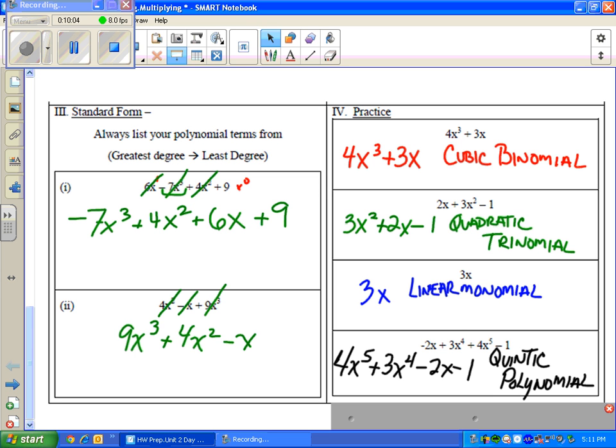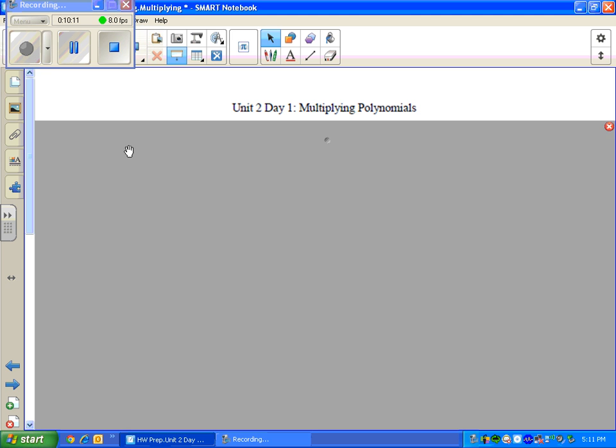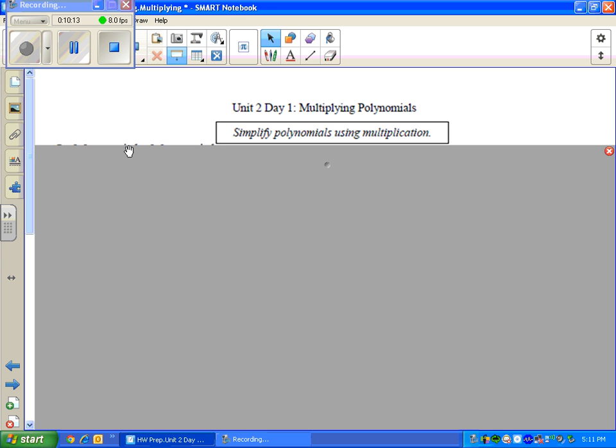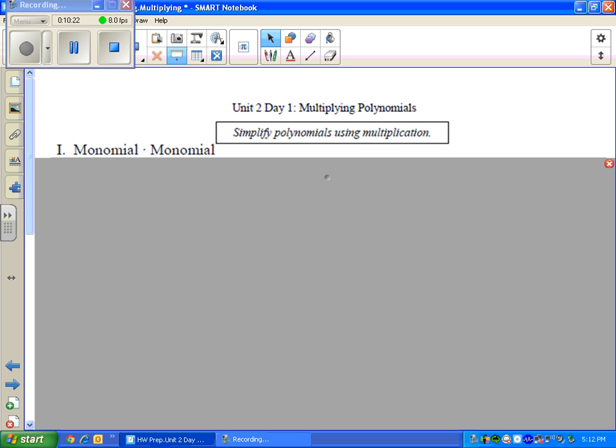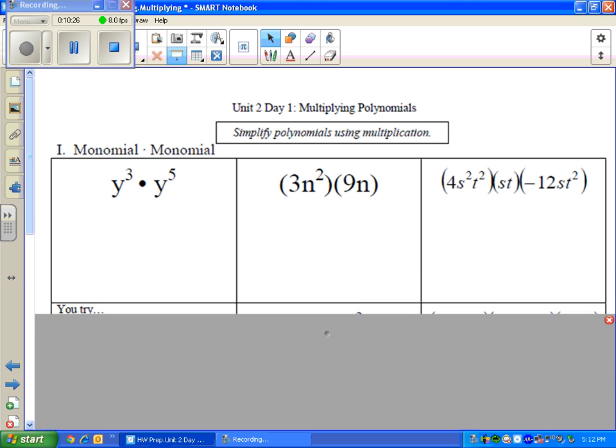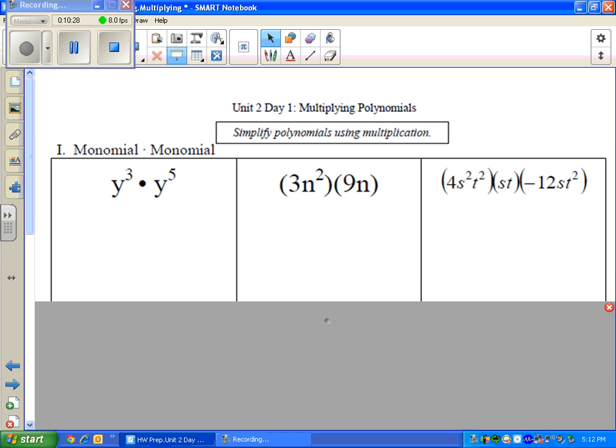Okay, take a moment, switch your paper over, take a little mental break, and then let's start talking about multiplying polynomials. Go ahead and write down your learning objective on the backside. We're going to simplify polynomials using multiplication. Okay. Go ahead and write Roman numeral 1, monomial times a monomial. Here we're going to be multiplying monomials. Let's talk about these three examples here. Take a moment to copy those down. Pause the video if you need to.